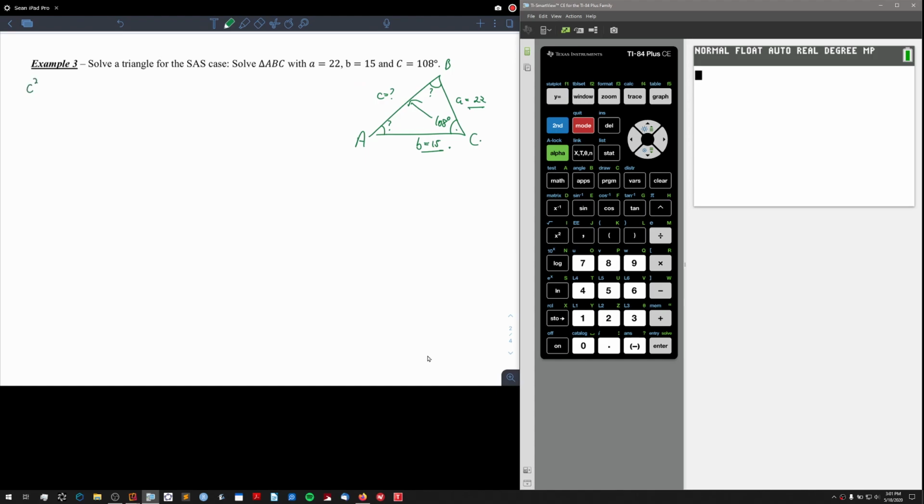So let's start with C squared equals A squared plus B squared minus 2ab cosine C. Okay, 2ab cosine C. And then plug in the stuff I do know. So I don't know side C, but I know side A and B. So this is 22 squared plus 15 squared minus 2 times 22 times 15 cosine of 108.